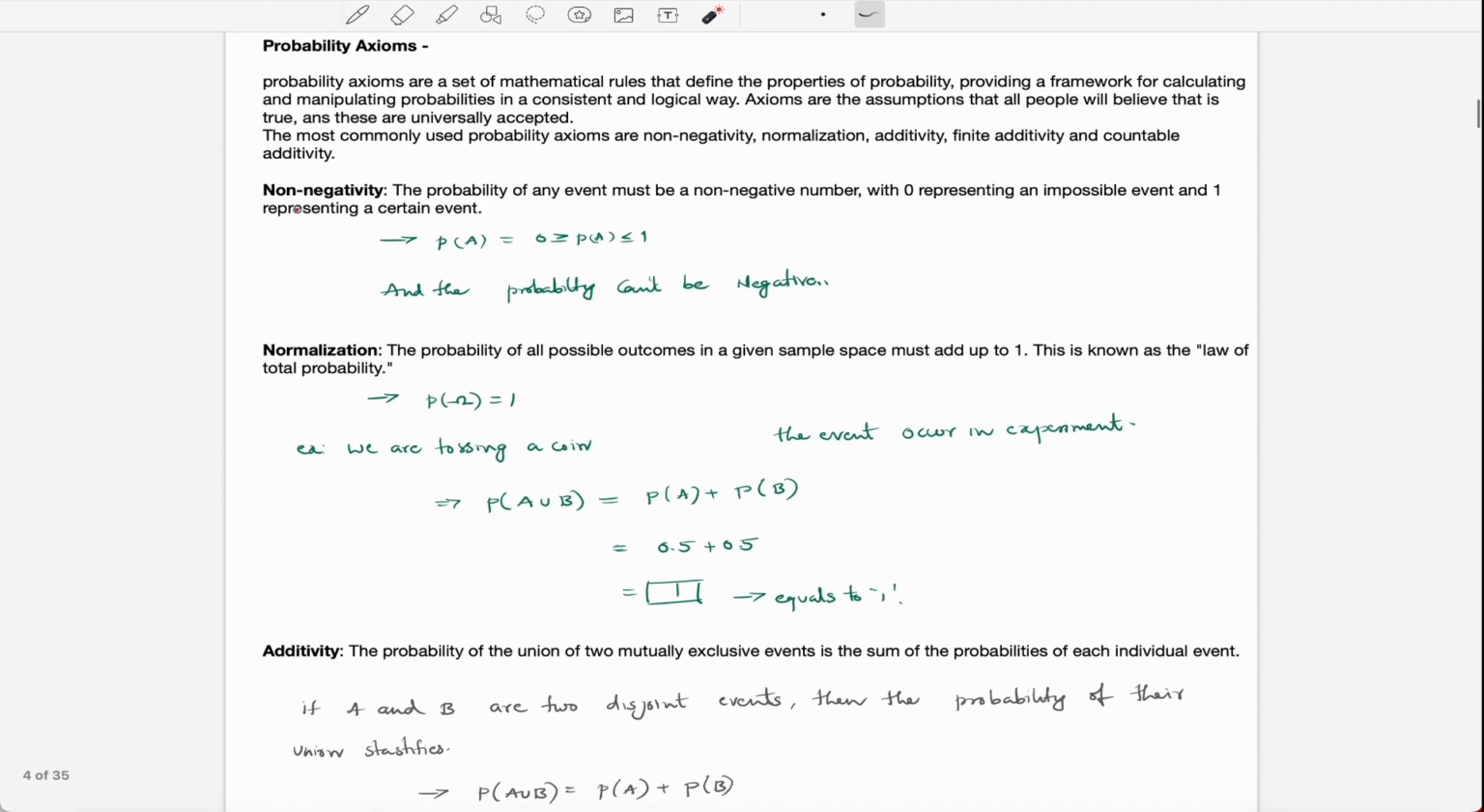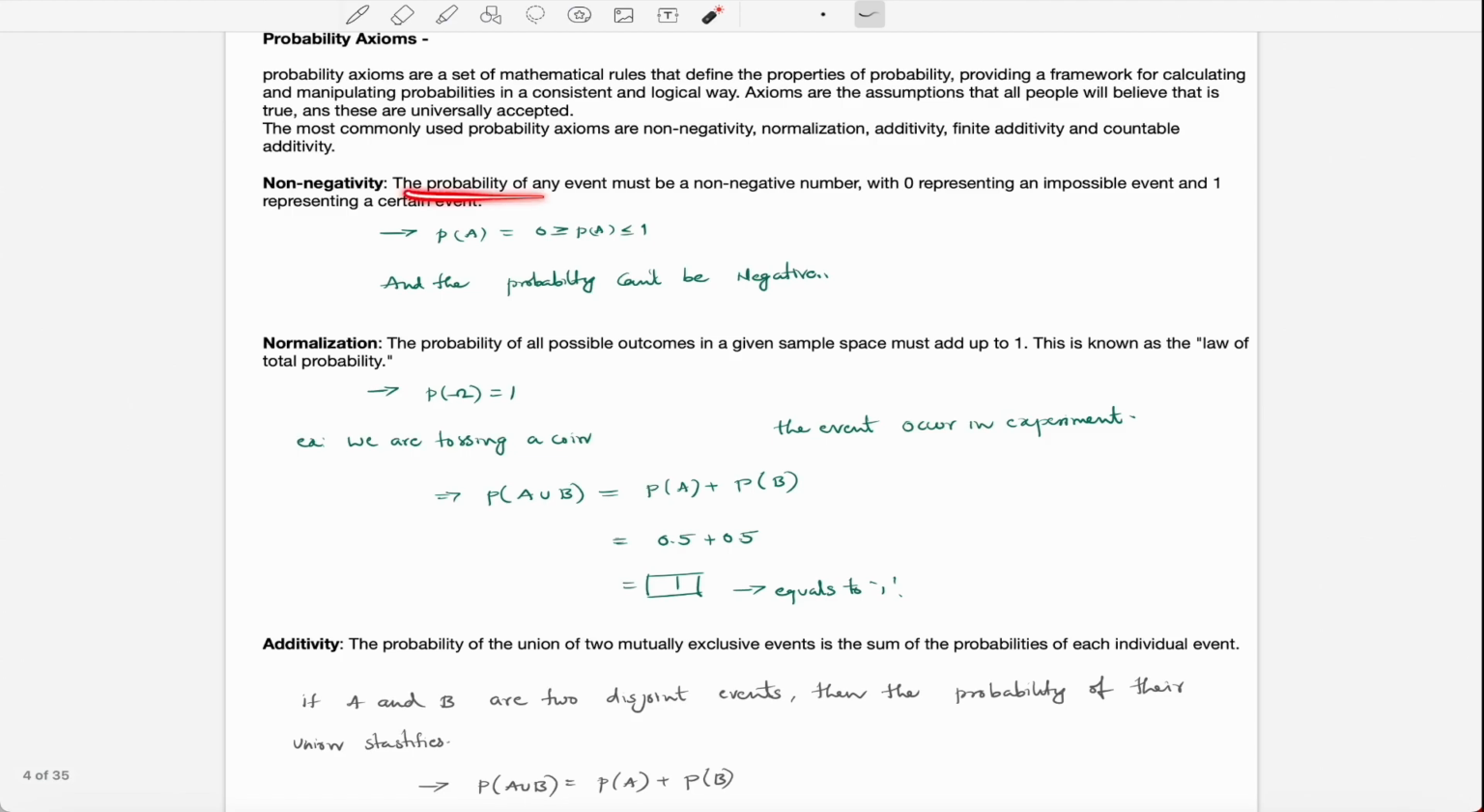Okay, so the first one is non-negativity. The probability of any event must be a non-negative number. It means the probability is between 0 and 1. It cannot be -1 or -2, because there is no such chance. So the probability must be between 0 and 1, with 0 representing an impossible event and 1 representing a certain event. 0 means 100% sure that it will not occur, and 1 means 100% sure that it will occur.